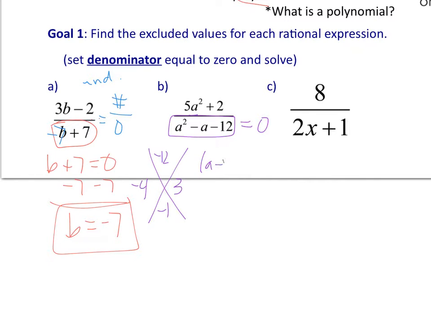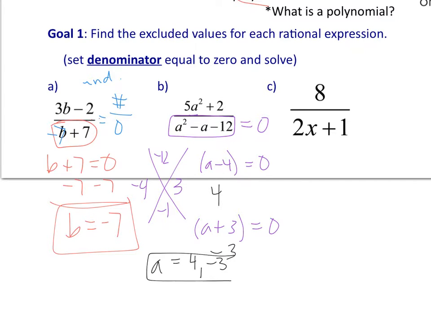So then I would set a minus 4 equal to 0, and I would set a plus 3 equal to 0, and I end up getting 4 for one of my excluded values and negative 3 for the other. And here, both of these values are our solutions because if I were to plug them both back in for the denominator, I would get a result of 0. Let's test that out. 4 squared is 16, minus 4 is 12, minus 12 is 0.